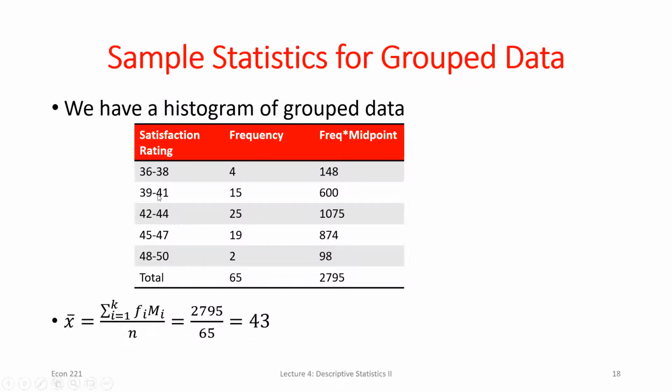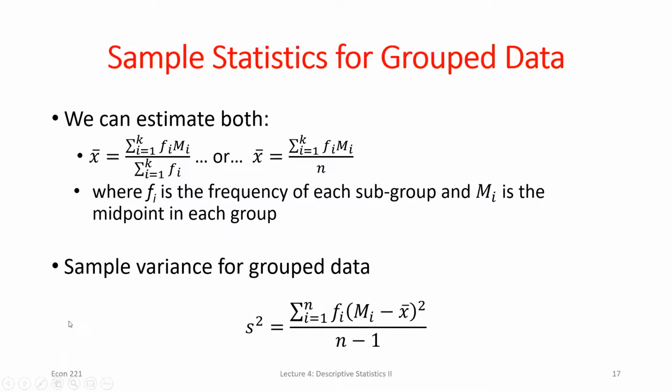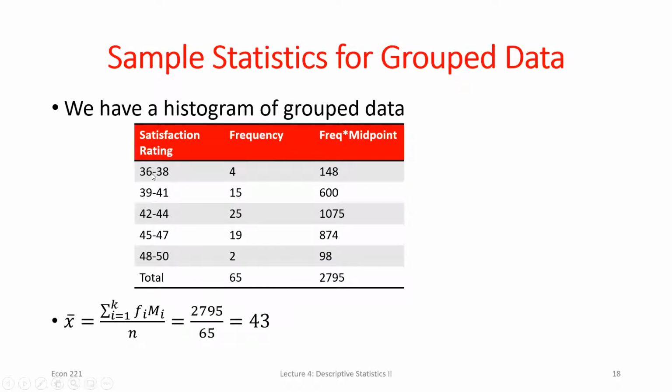So if I'm just wanting to calculate the mean, I go through every observation, use that midpoint, so 37 times 4 is 148. 40 times 15 is 600. 43 times 25, 1,075. I do that for every observation. I then add them all up, and I get that numerator of 2,795.